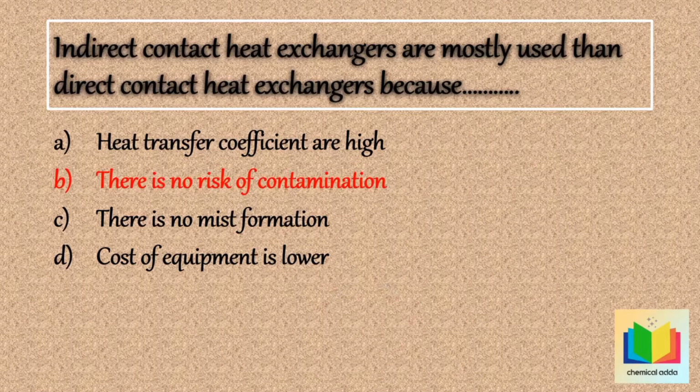And in direct contact type heat exchangers, the two fluids are not separated by a wall and come into direct contact. Hence, in a direct contact heat exchanger, mass transfer takes place accompanied by heat transfer. Hence, there is no risk of contamination in indirect contact heat exchangers. And that's why they are mostly used rather than direct contact heat exchangers.